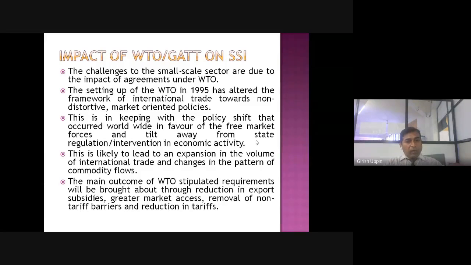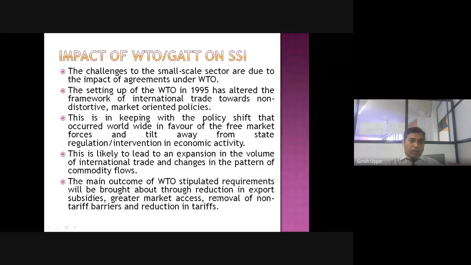This is likely to lead to an expansion in volume of international trade and changes in the pattern of commodity flows. So definitely with this, the international trade will increase in volume, and it will also help many countries which have a competitive edge in certain sectors. The main outcome of the WTO stipulated requirements will be brought about through reduction in export subsidies, greater market access, removal of non-tariff barriers, reduction in tariffs. So these are some of the things.